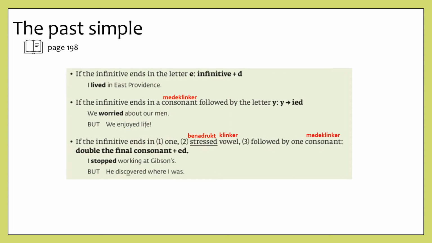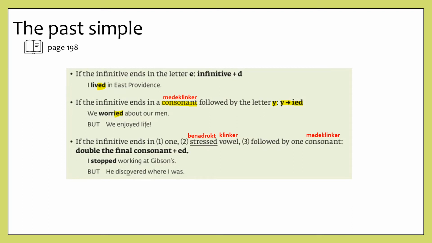If the infinitive ends in the letter e, for example here, to live, I just add a d to my infinitive to make a past form. If the infinitive ends in a consonant, consonant is een medeklinker, followed by the letter y, I replace my y with ied. For example, worried, worry, to worry, die infinitief eindigt op een y. Ik vervang mijn y door ied.